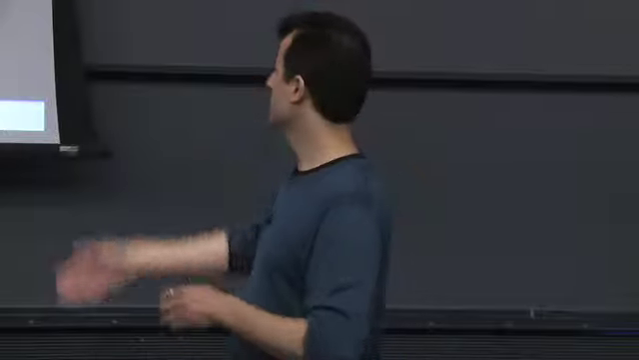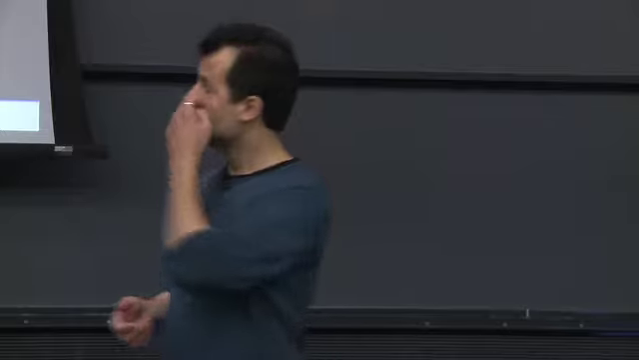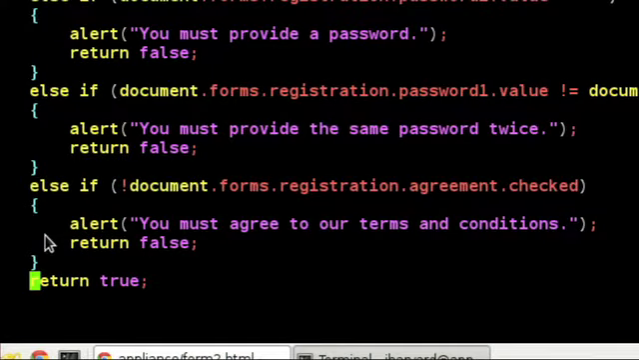And an input tag whose type is text has things like a .value property. By contrast, something like a checkbox is generally useful because it has a .checked property that is true if it's checked, that's false if it's not. So by saying if bang document.forms.registration.agreement.checked, by saying that syntax, I'm saying if it is not checked, by inverting the Boolean value, then yell at the user accordingly as well.